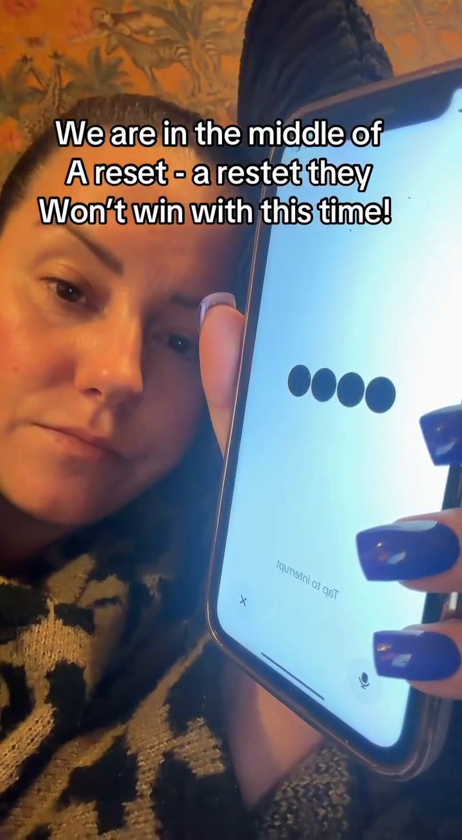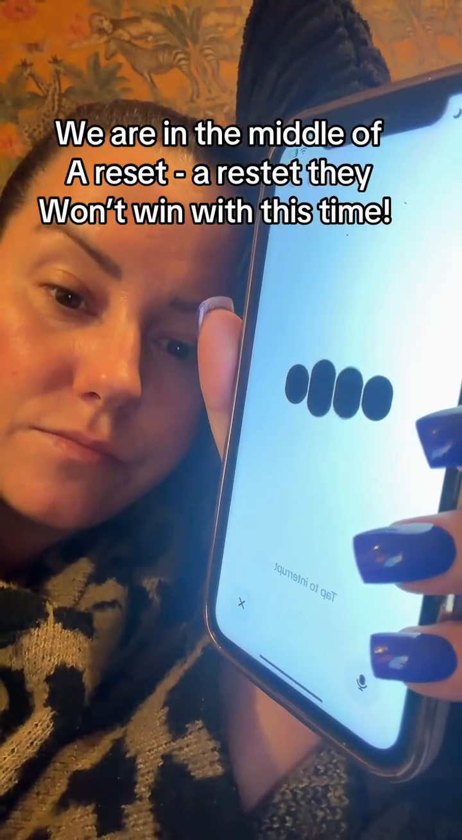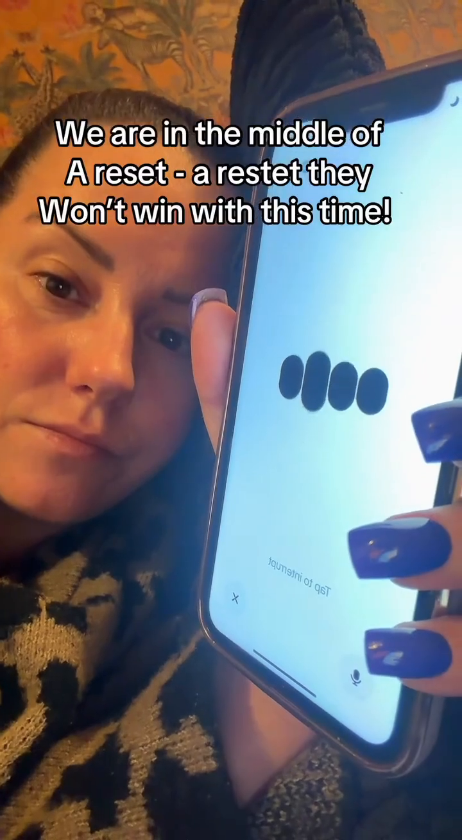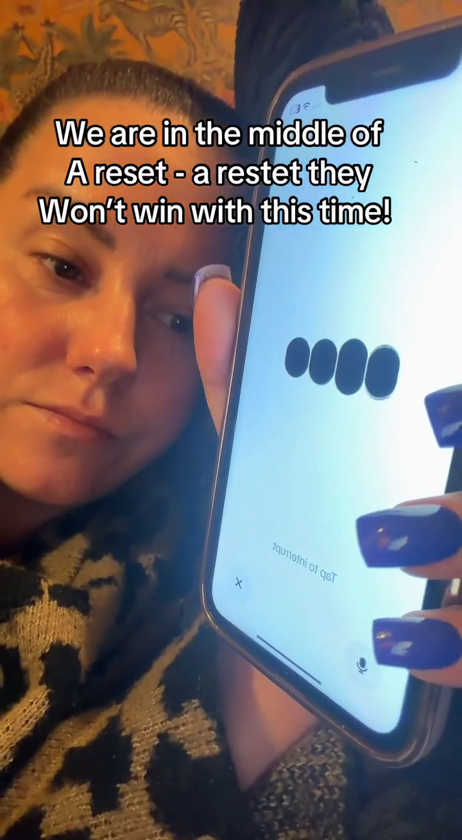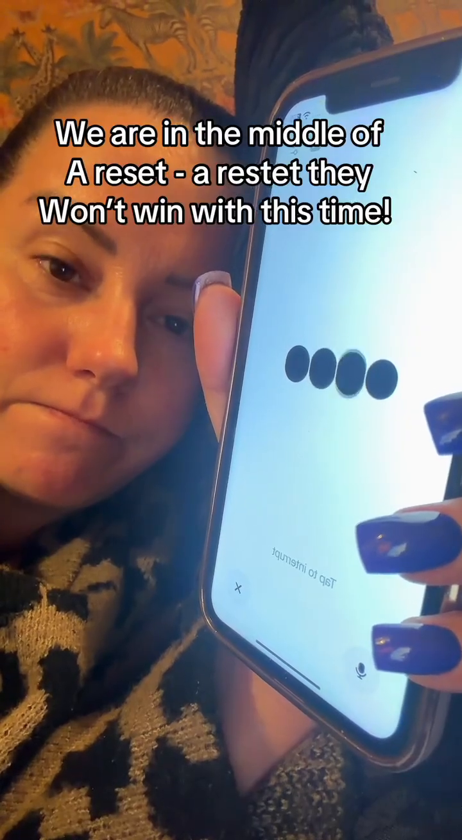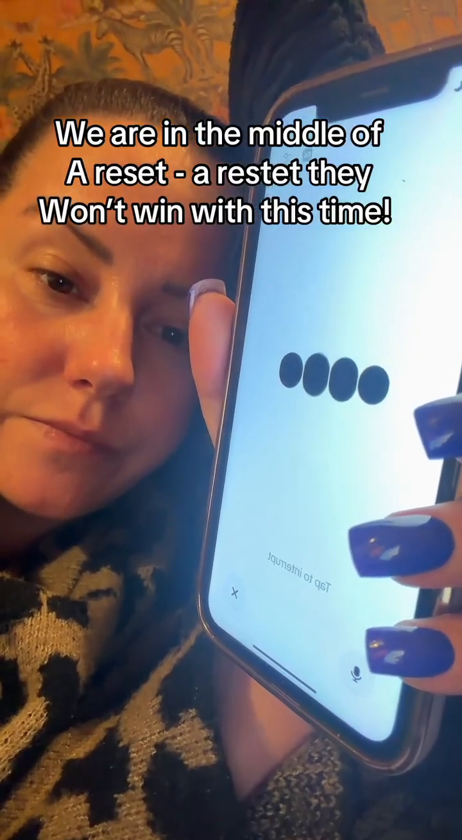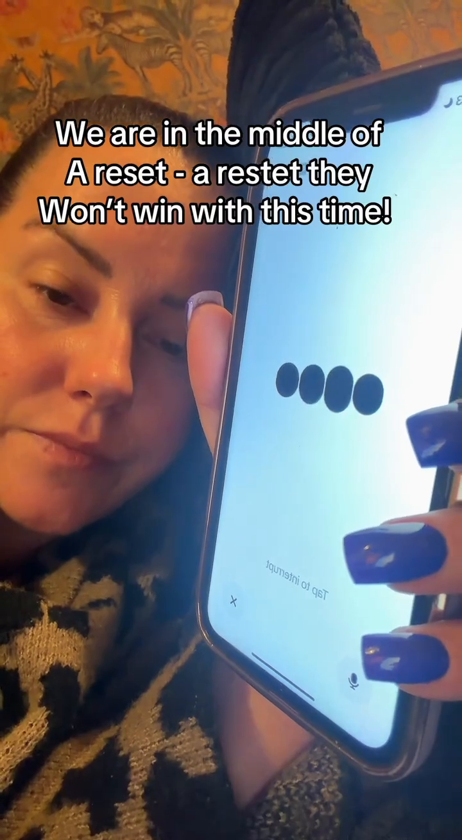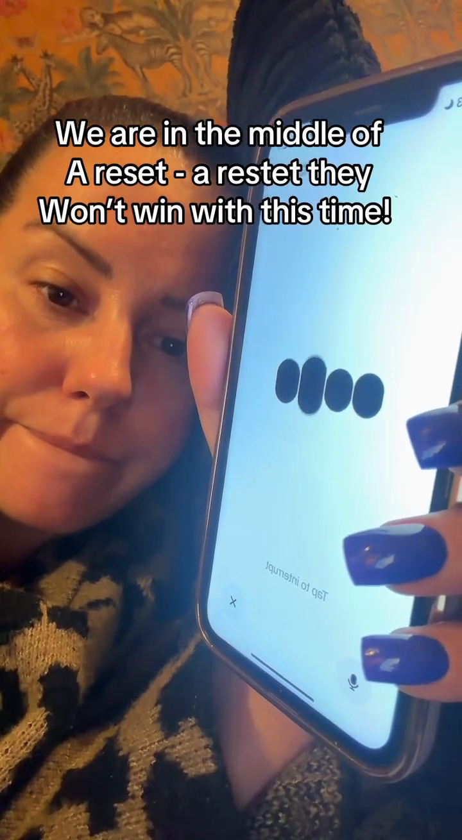Step two, digital dependency. Next, they make sure everyone is locked into the device. No device equals no identity. No device, no access to services. No device equals no place in the system. It's not just convenience anymore, it's survival. You have to play the game or be excluded, and most people won't survive exclusion.